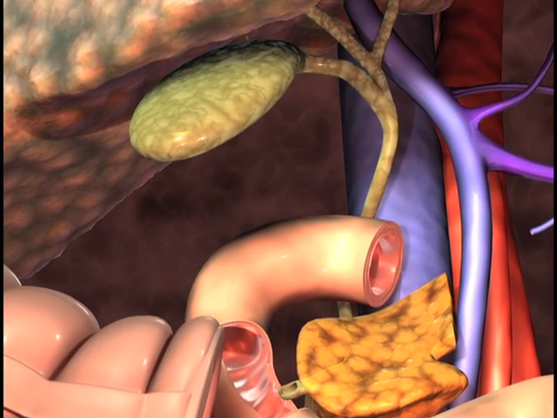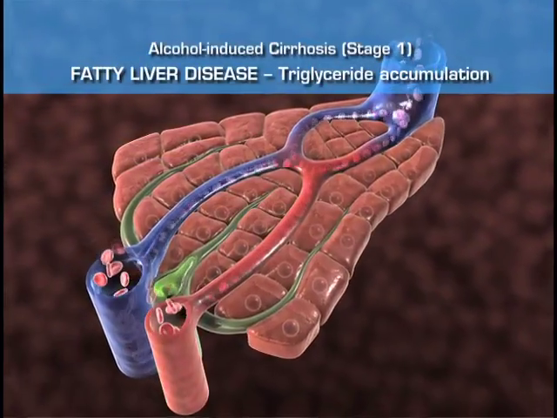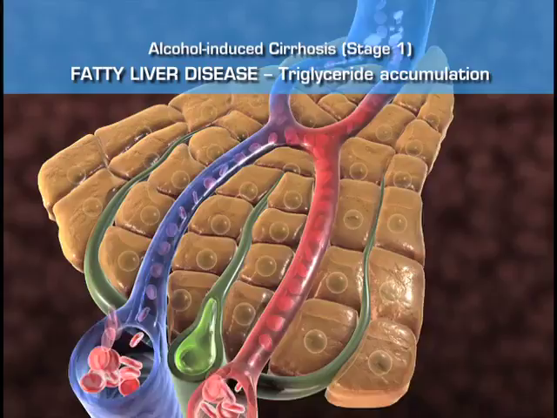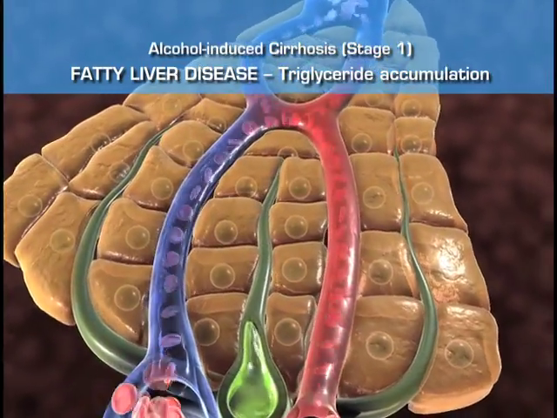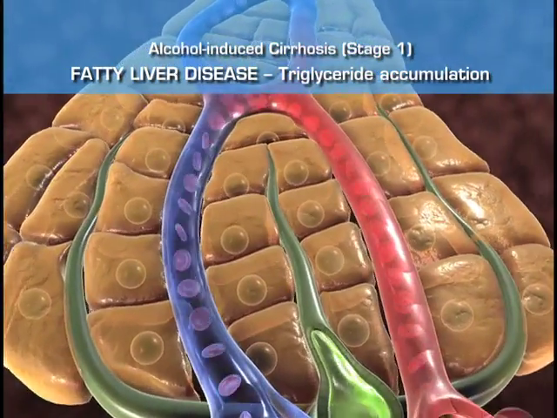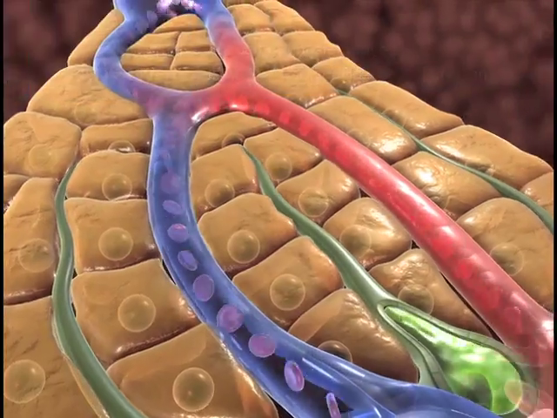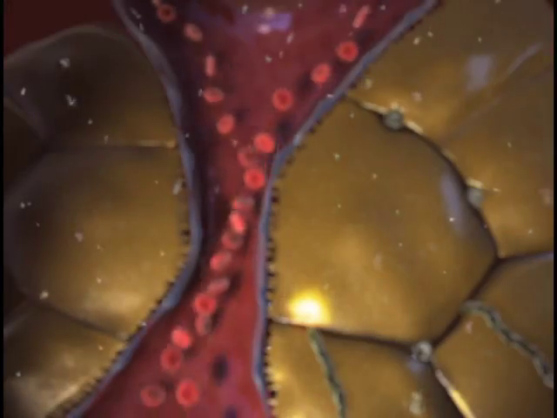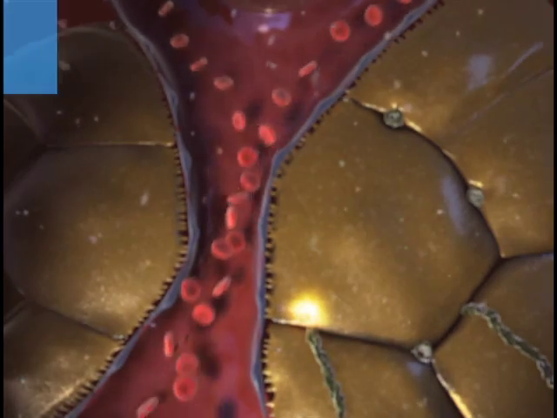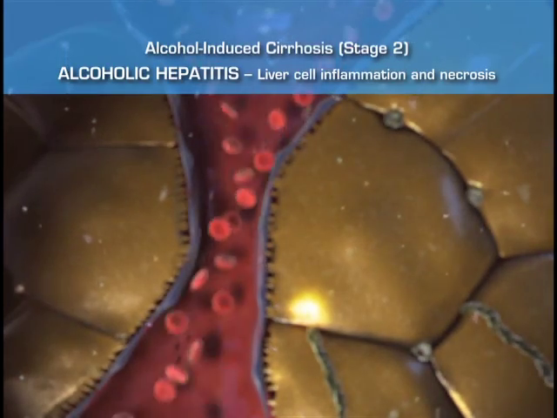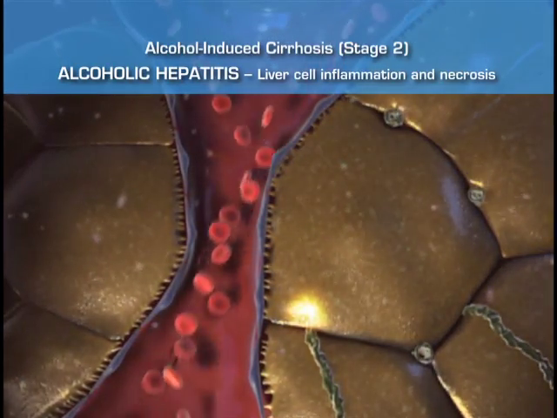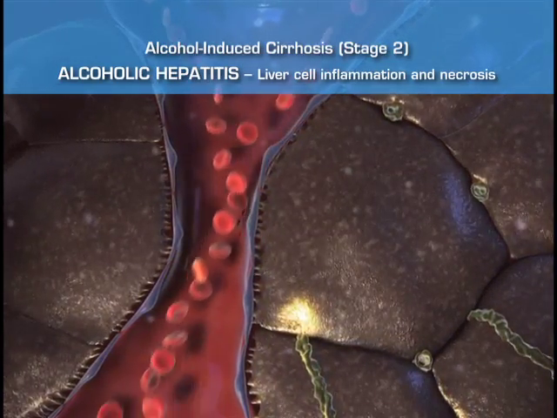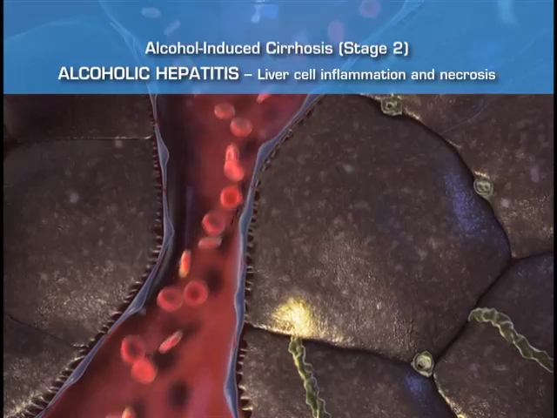Alcohol-induced cirrhosis has 3 stages. Fatty liver disease is a condition characterized by triglyceride accumulation in the hepatocytes. The liver becomes yellow and enlarges owing to excessive fat accumulation. This stage of alcohol-induced cirrhosis is reversible once alcohol intake has stopped. Alcoholic hepatitis, the second stage, is characterized by the inflammation and necrosis of liver cells. This stage of the illness is sometimes reversible.